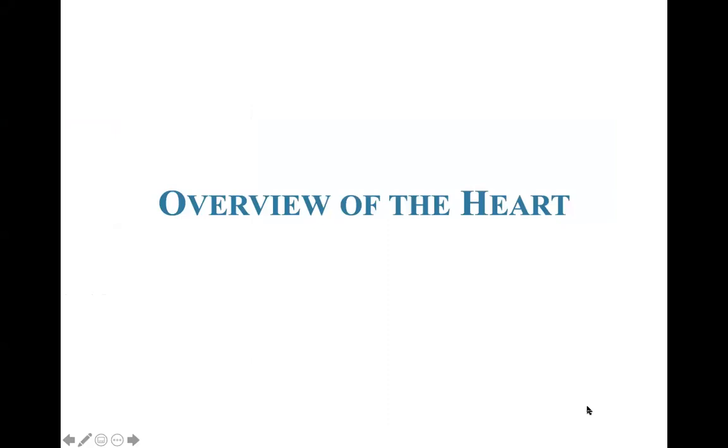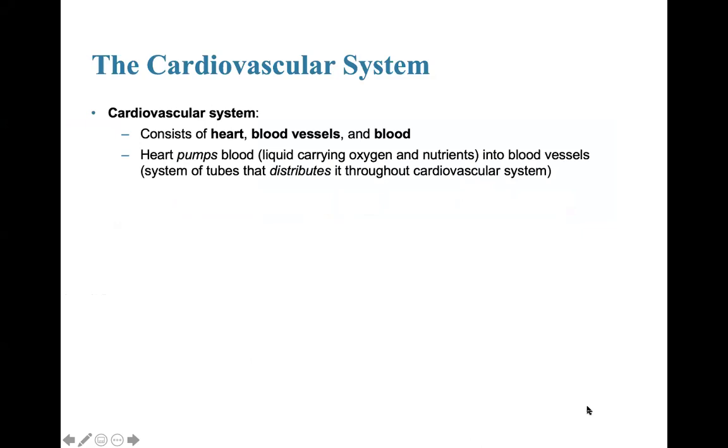Okay, so this is going to be the first recording for the heart. The cardiovascular system is going to consist of the heart, the blood vessels, and the blood. Essentially, the heart is the pump that will pump the blood, the liquid carrying oxygen and nutrients, into the blood vessels, which will travel through a system of tubes that will then distribute it through the entire cardiovascular system.